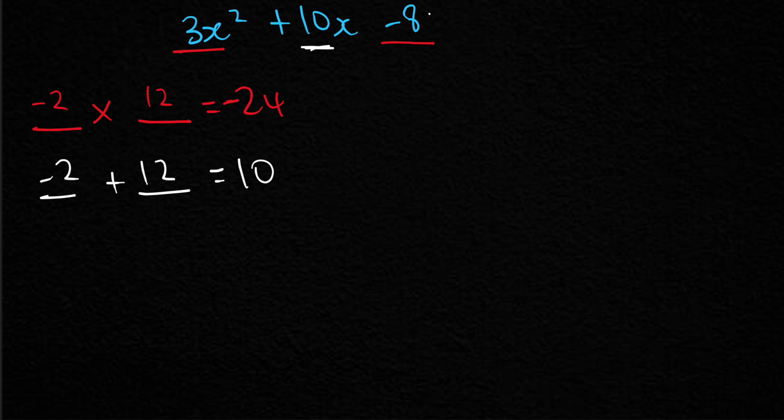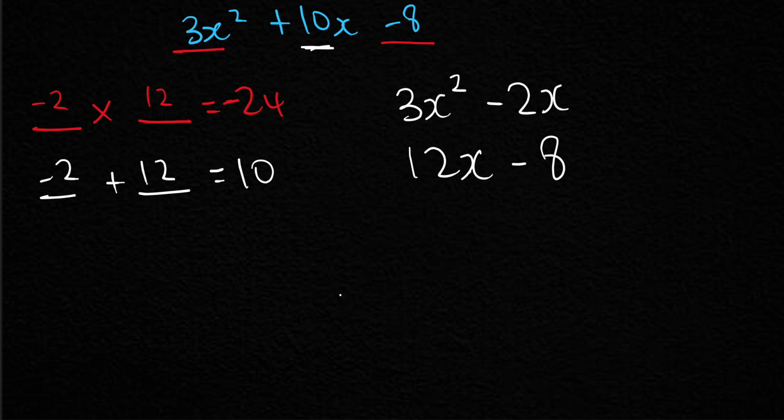So the two end digits multiply, and note the symbol, that's important. The middle digit stays the same, and two numbers add to make it. Then we can start making our equation. The x squared always stays the same. Then we take the minus 2, and that becomes our first x. The second x is from the second row, so 12x, and our minus 8 stays the same.